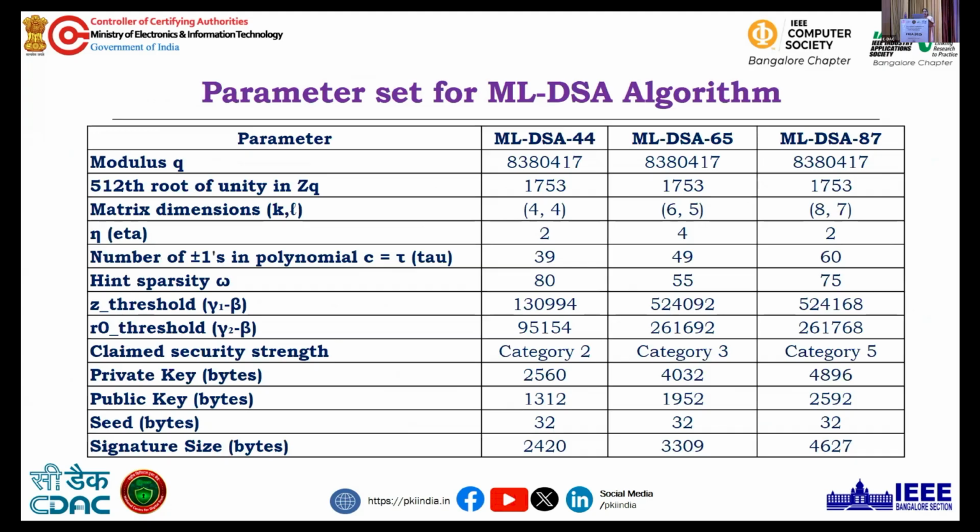This is the parameter set for the ML-DSA algorithm. It includes the modulus Q, ZQ, and matrix dimensions K, L, eta, which vary for ML-DSA-44, ML-DSA-65, and ML-DSA-87. The claimed security strength for ML-DSA-44 is category 2, for ML-DSA-65 it is category 3, and for ML-DSA-87 it is category 5. Here the public key, private key bytes, seed, and signature size are shown.